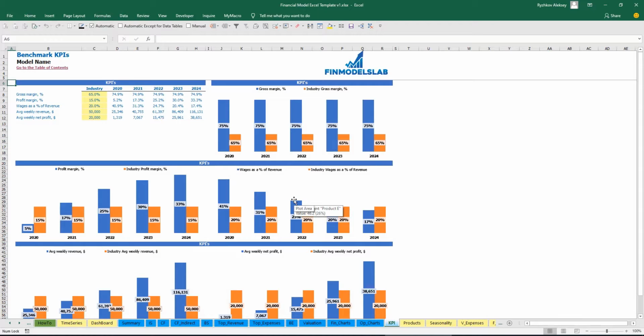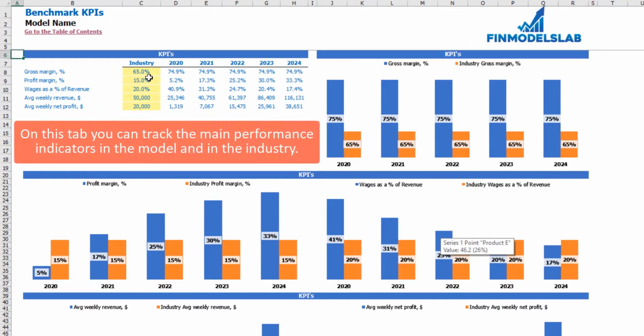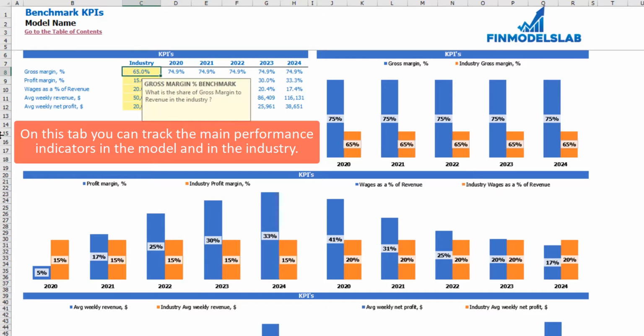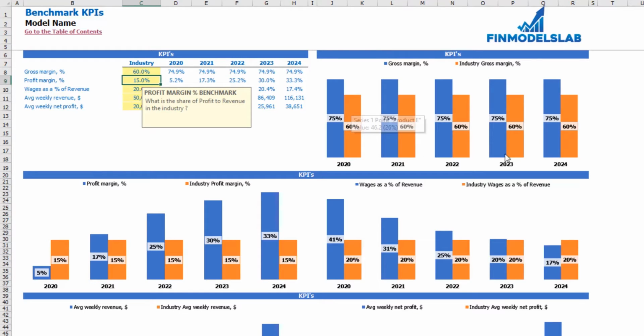On the benchmarks KPIs you may find your main industry specific KPIs, which are changeable for your industry, for your country. For example, the gross margin industry benchmark is 60% for your country. You may see this change on this chart. Industry gross margin is orange and blue. This is gross margin calculated based on the model.